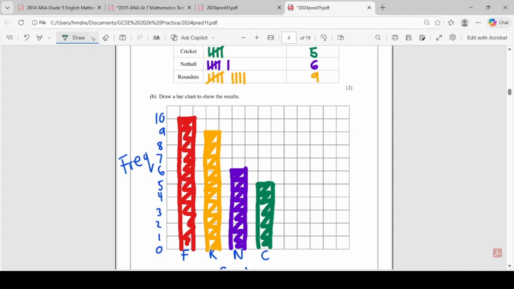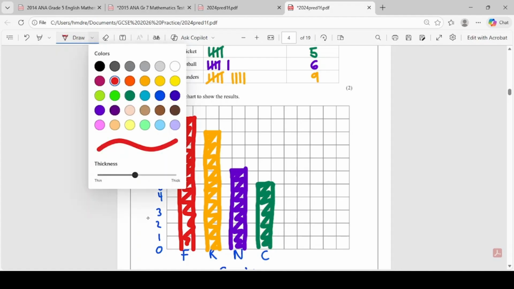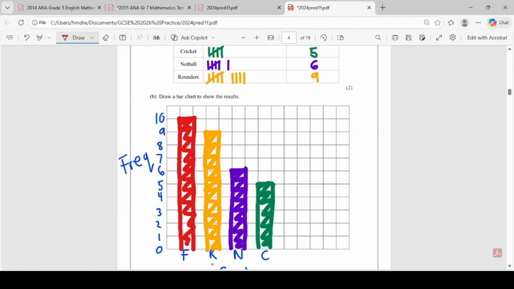Okay. And so, like I said, you're going to get a mark for having the correct columns. You have a frequency on your left, your categories on the bottom. You're going to have a mark for making sure it is a bar chart. You've got gaps, and then for your general shape. So you've got the right numbers listed here.